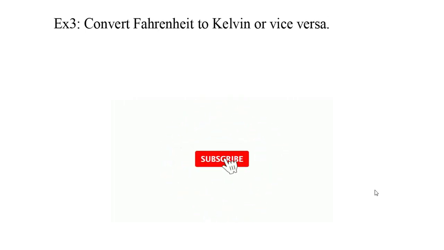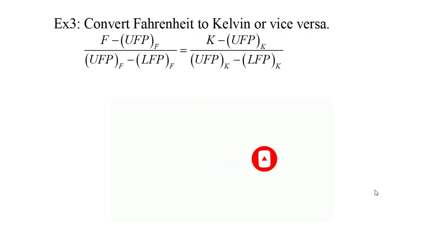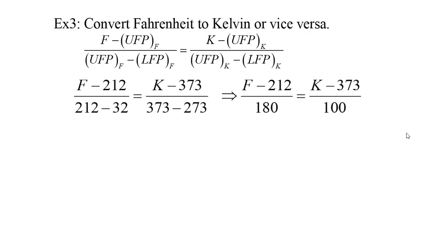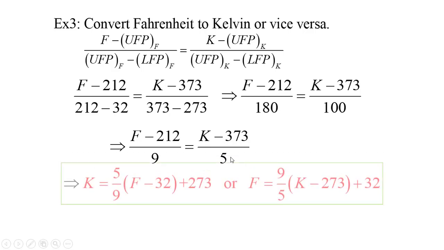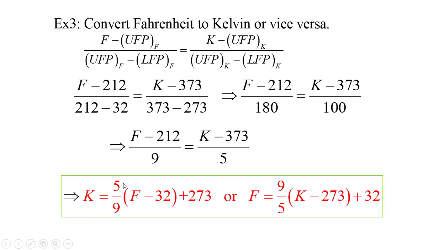The third example, convert Fahrenheit to Kelvin or vice versa. This time, by substituting my x with F and my y with K, and directly plugging in those values from my scales, I will get F minus 212 over 9, because 180 and 100 can be reduced to 9 and 5, equals K minus 373 over 5. With a little algebra I will get K is equal to 5/9 of F minus 32, plus 273, or Fahrenheit is equal to 9/5 of K minus 273, plus 32.